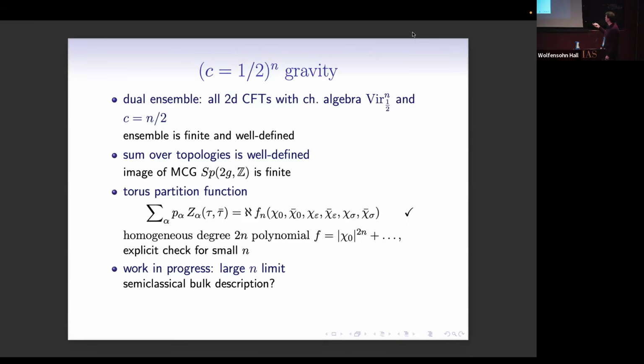When I take the central charge of this model to be very, very large, everything is still completely well defined. And one of the questions I'm thinking about right now, if I calculate the torus partition function soon, is what the semi-classical bulk description is, if there is one, and what I can learn from this model.